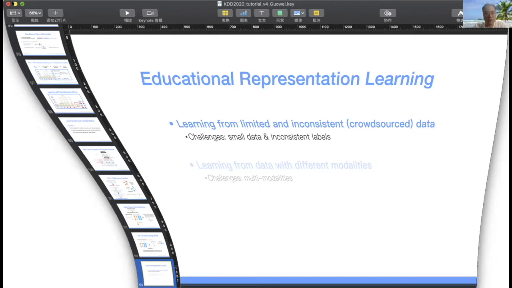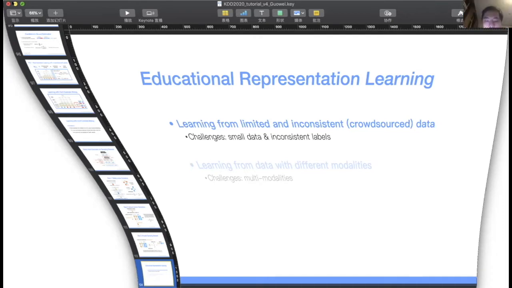Any other questions? Okay, if no other questions, I will stop sharing. And next, let's invite Hao Yang, my colleague, to introduce the learning from multiple modalities.